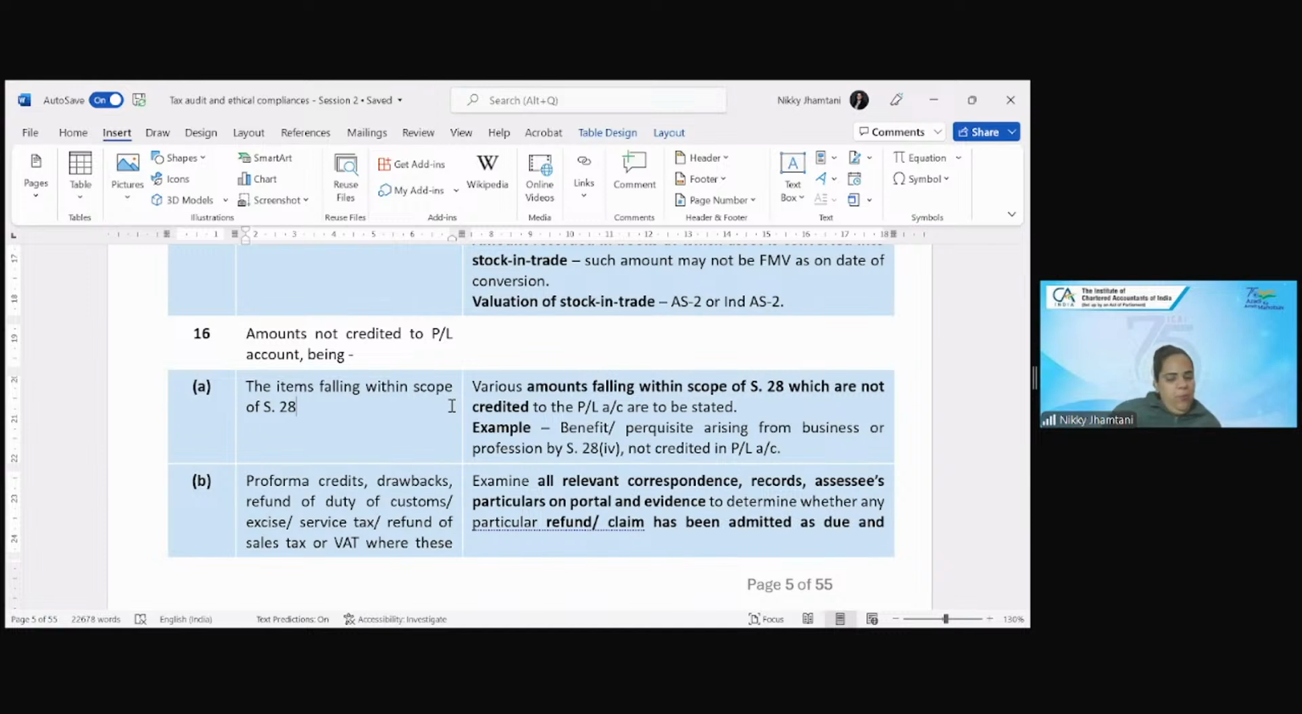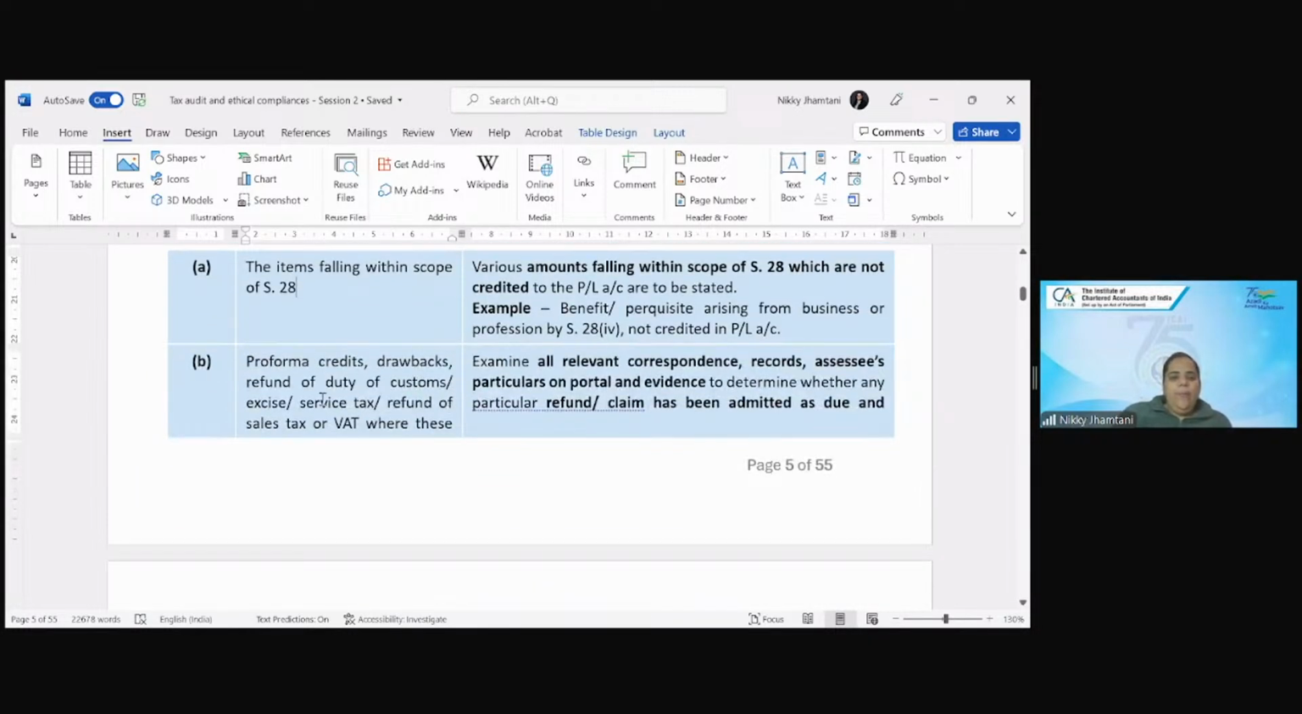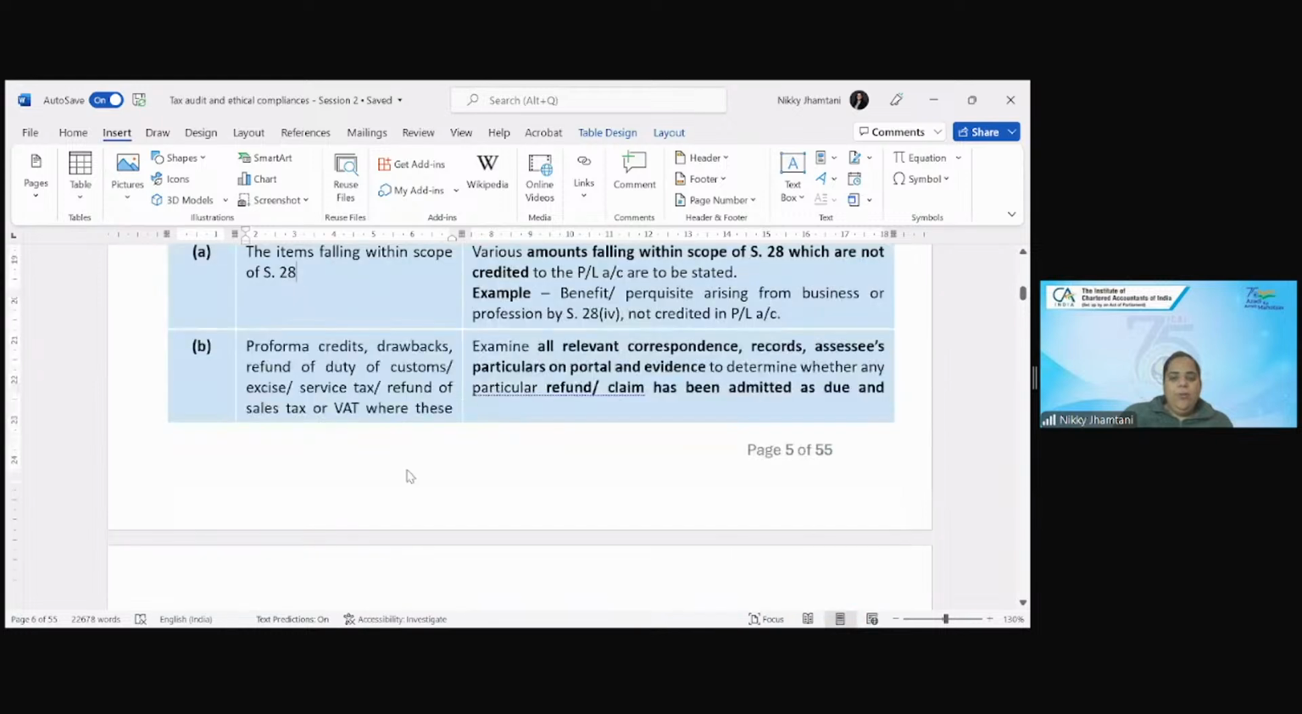So whatever amounts are not reported in the P&L but as per section 28 they are your business income and will be added in your income under the Income Tax Act, they will be reported here. (b) Pro forma credits, drawbacks, refund of duty of customs, excise, service tax, refund of sales tax or VAT where these are admitted as due by the authorities.